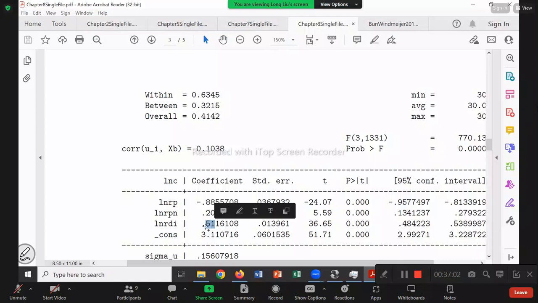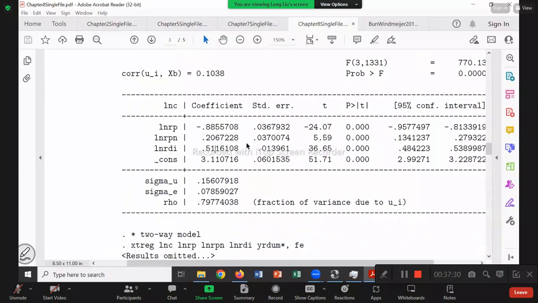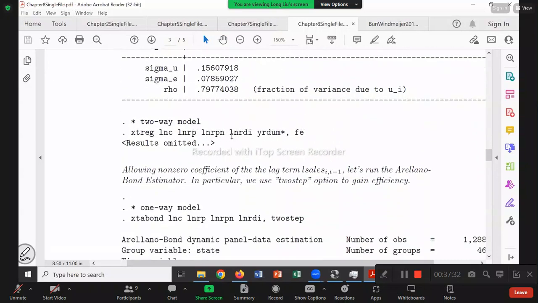It means, for example, if my income increases by 1%, my consumption increases by 0.5%. Or you can say, if my income increases by 100%, then my consumption increases by 51%. Same thing. And so that's the result when I ignore this dynamic issue and only run a fixed effect estimator. Now, if you want to do a two-way model, just include a bunch of year dummies, or include i.year. The two-way model will give the result.